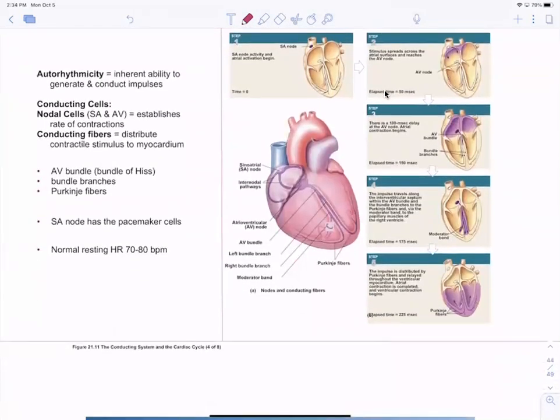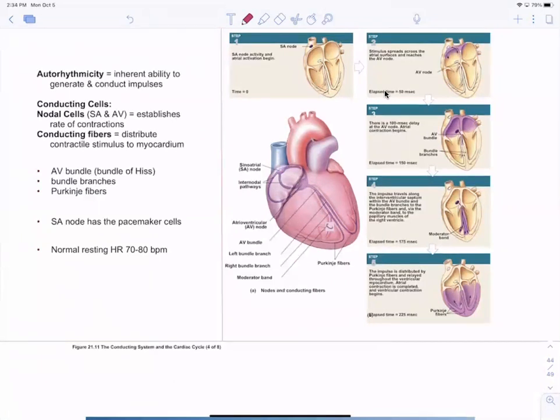So these nodal cells establish the rate of contraction. The AV node can set the rate, but it's going to be much slower, and so you're not going to have enough beats per minute to meet that 5 liter per minute cardiac output, and so you're not getting enough blood flow. So having the rate of your heart set by the AV node is problematic, and that's why people have to get pacemakers put in. Problematic because they're not getting enough oxygen.